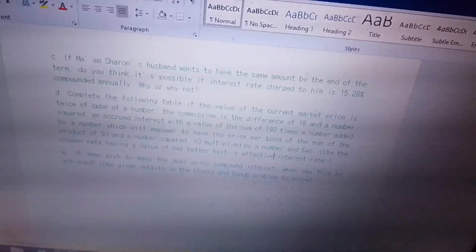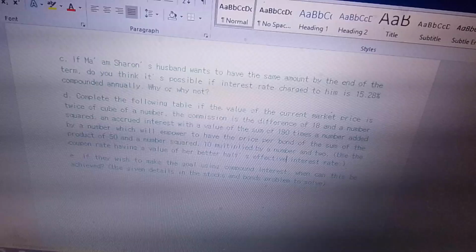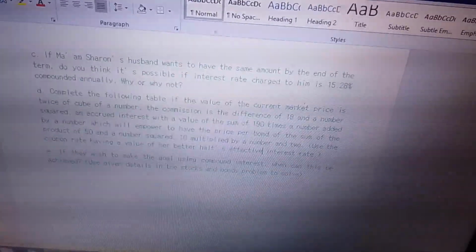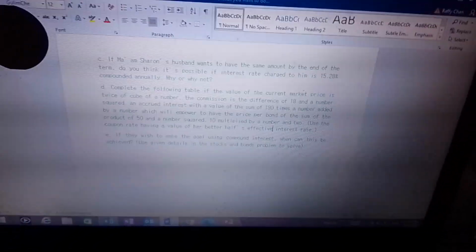Use the coupon rate having the value of your better half's effective interest rate. So that is the one you're going to do. That one implies a stocks and bonds problem, and that one implies algebra, because in this particular situation, our goal is to complete the chart. So it goes like this.